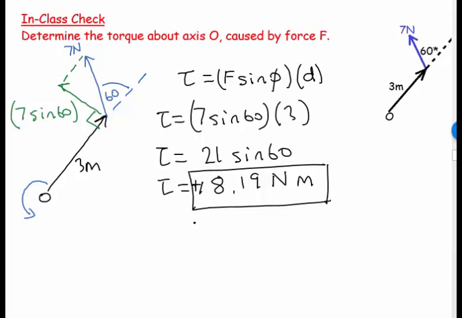So although if it's not said, you assume it's a positive value, it's best to put the sign in for these. So this would be plus 18.19 newton meters. And there we have it.